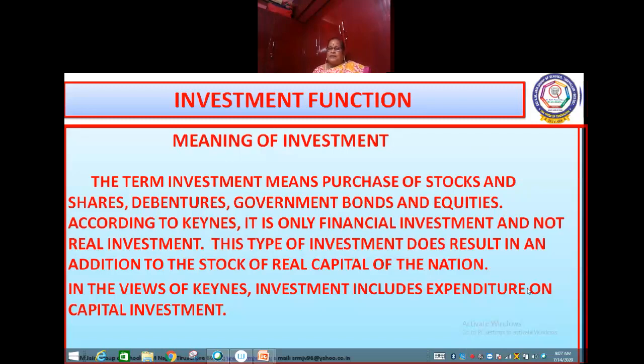What do you mean by equities? Equities is nothing but fairness of the company. So, the term investment means purchase of stocks and shares, debentures, government bonds, and equities. According to Keynes, it is only financial investment and not real investment. This type of investment does not result in an addition to the stock of real capital of the nation. In the views of Keynes, investment includes expenditure on capital investment.